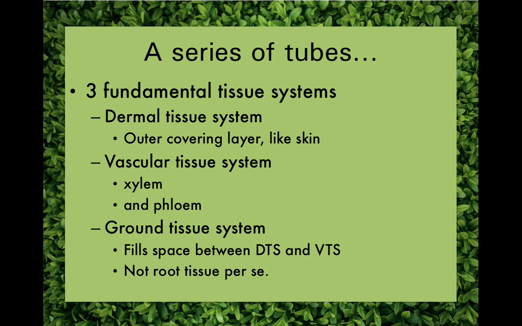The vascular tissue system is comprised of these tubes of xylem and phloem. Xylem is the vascular system that takes water and mineral nutrients from the soil and the roots up into the aerial tissues, the stems and the leaves. Phloem is the tissue system that moves photosynthate, or fixed carbon or sugar, from the places where it's made, the photosynthetic tissues, to wherever it's needed.